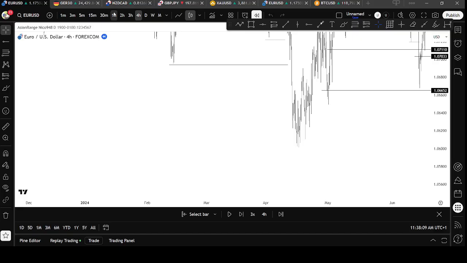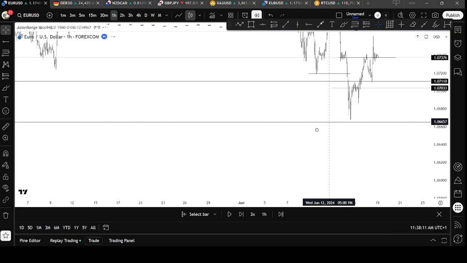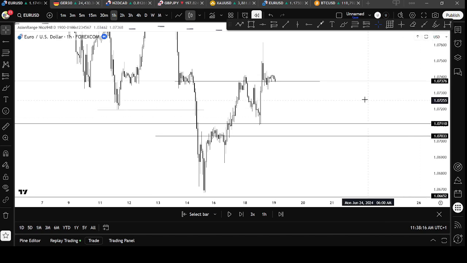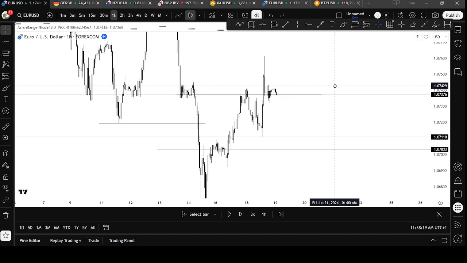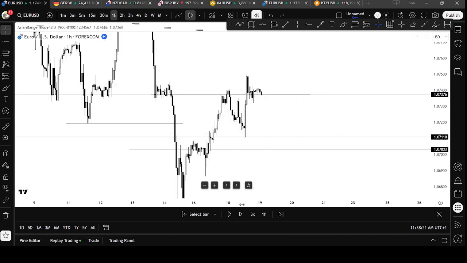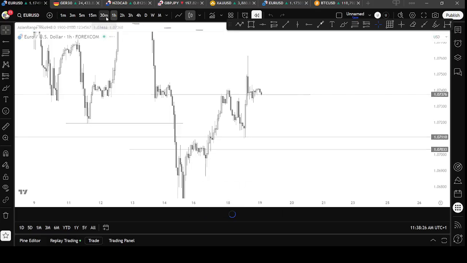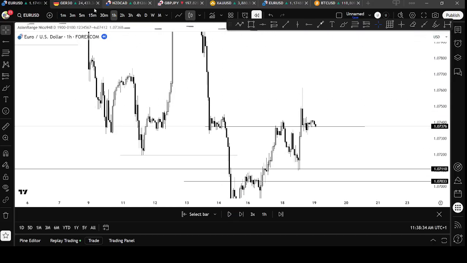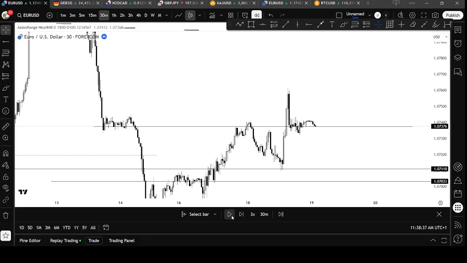Okay, so we are looking for buys, but we don't know where. I don't know why, when I go to 1 hour, it usually has issues. Let's just use 30 minutes to play price.